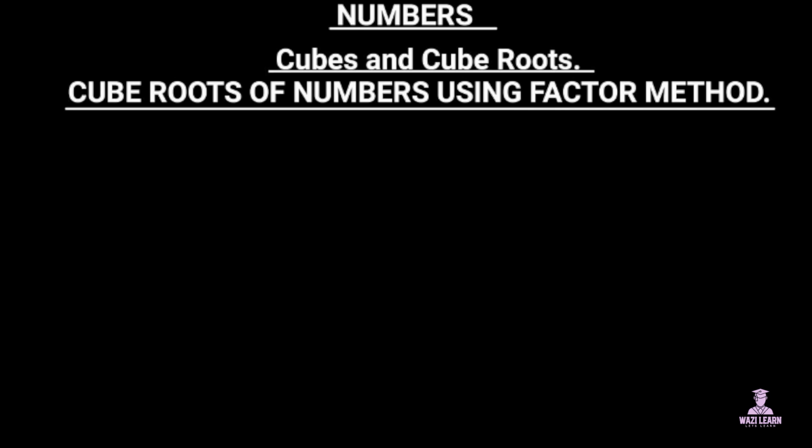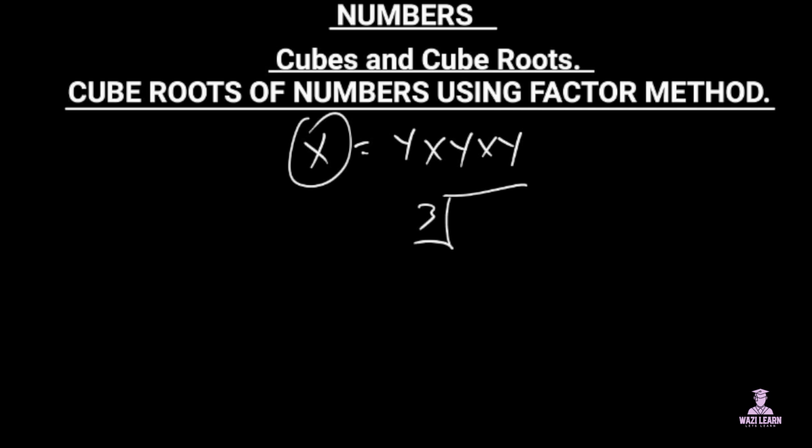Welcome to another video. In this video, we'll be talking about cube roots. A cube root of a number, let's say x, is a value y that, when multiplied by itself 3 times, gives you the number x. The symbol of the cube root is represented by that. So the cube root of x is equal to y.